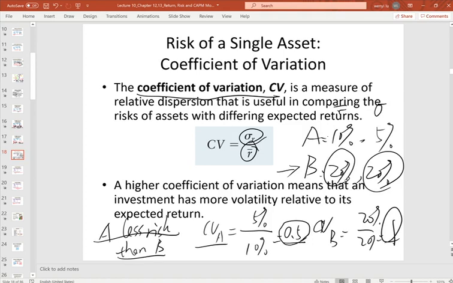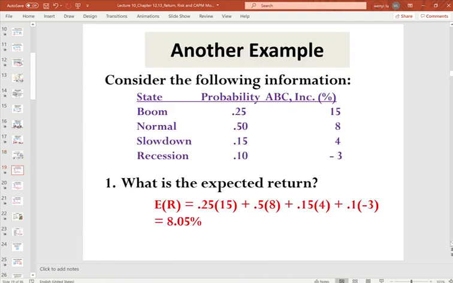So if you are offered two investments that are not on the same scale, one with a higher return but also a higher risk, how can you make a comparison? We use the coefficient of variation, the CV, to do the comparison. It's a relative risk measurement.